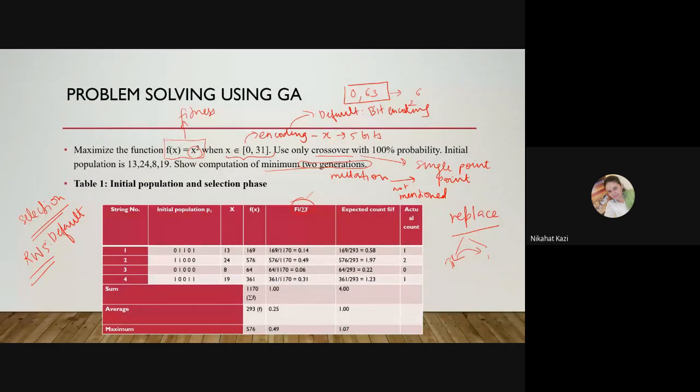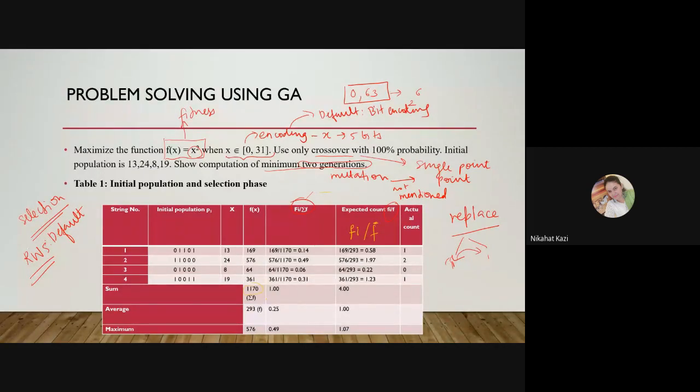Next is the expected count. This is the formula which I discussed about expected count, so you have to use it. Fi is the individual fitness of that chromosome, that is the fitness of the ith chromosome, divided by f bar. F bar is the average fitness. So you compute the average fitness from summation f. The average fitness will be the total fitness divided by the number of chromosomes in that population, that is, the population size.